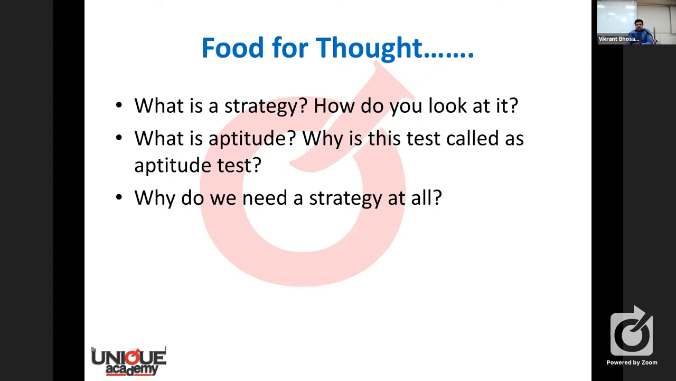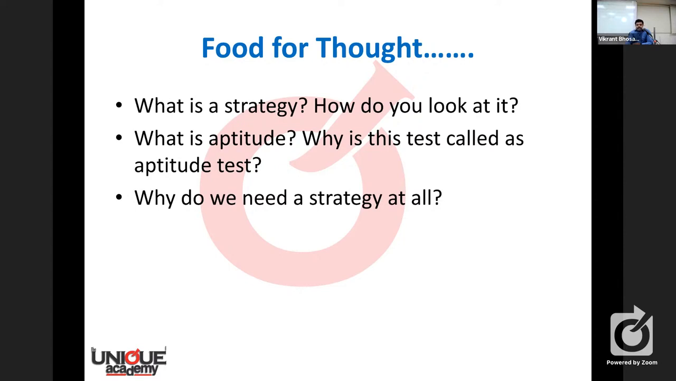Because the situation that you are facing is not static, it is dynamic. Similarly, your CSAT paper is not a static paper, it is a dynamic paper. It is influenced by multiple variables. And to deal with each and every variable and eventuality, you need multiple plans. Are you getting my point? A single plan won't help you. That's why you need a strategy.